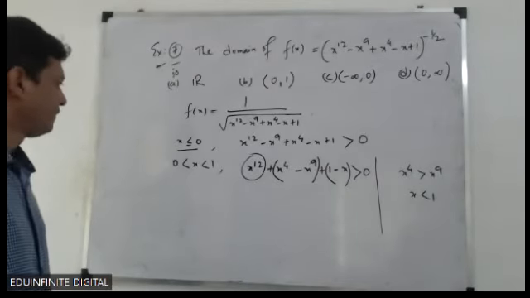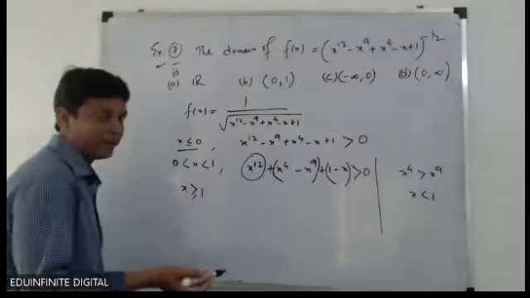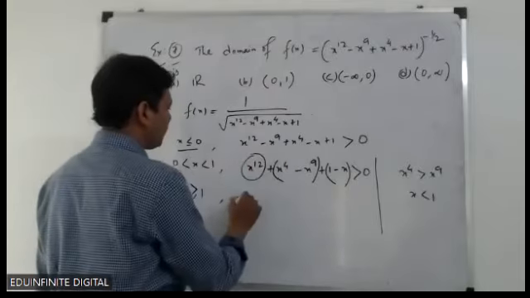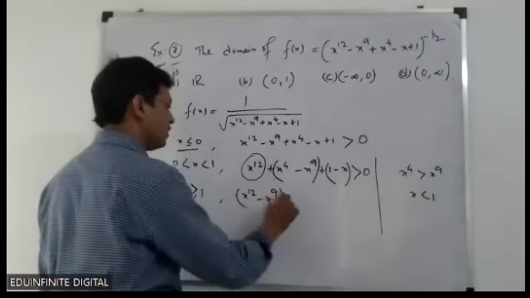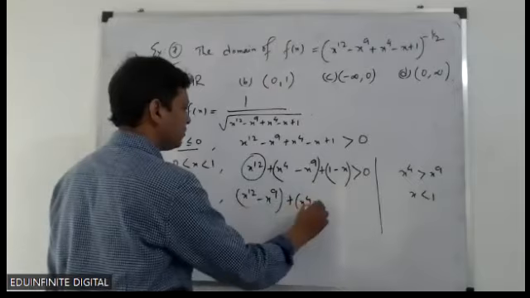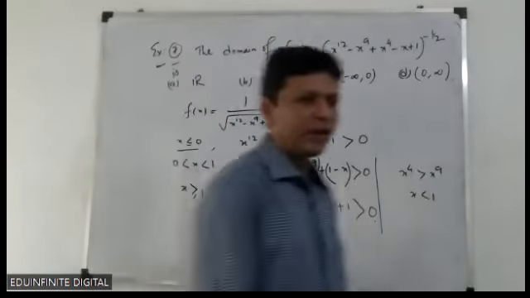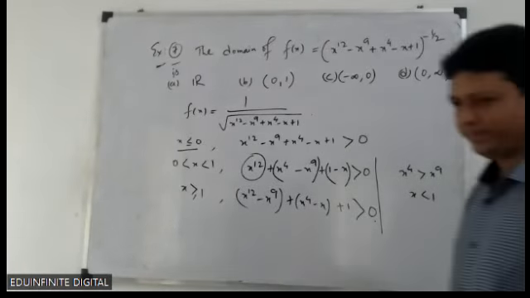Fantastic. And the last is x more than 1. What will happen if x is more than 1? Just group x to the power 12 and x to the power 9, and x to the power 4 and minus x. All real numbers. Clear, Deepayan? Yes, sir.